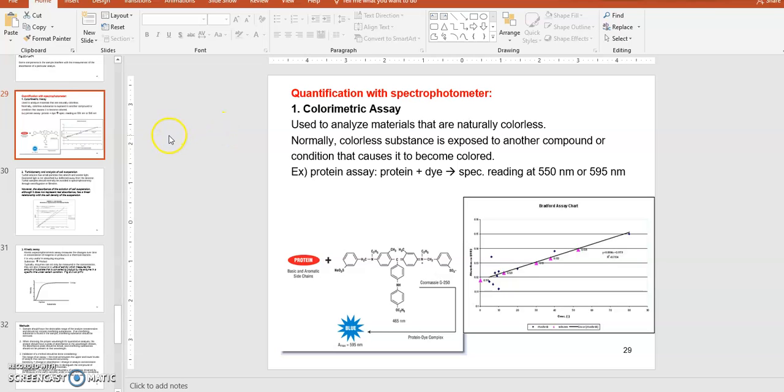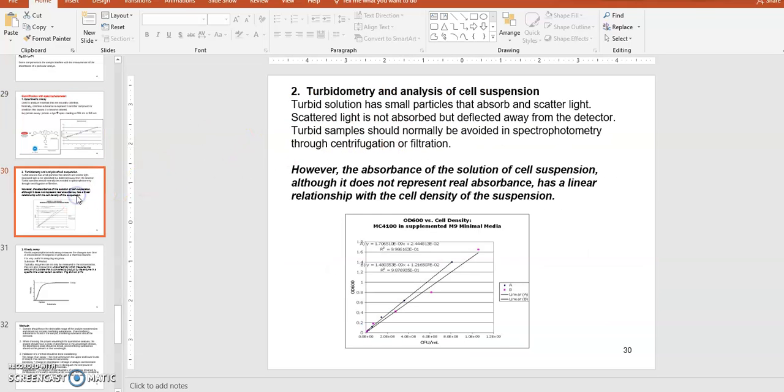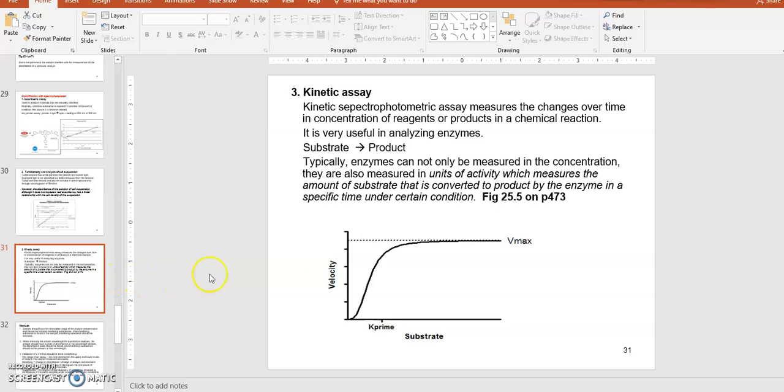So we talked about where spectrophotometry can be used in your assays. Number one, color-based concentration assay. Number two, turbidity-based quantification assay, especially when you are quantifying the amount of cells present in your growth medium. Number three is the kinetic assay, when you can measure the speed of enzymatic reaction. So spectrophotometer can be used.